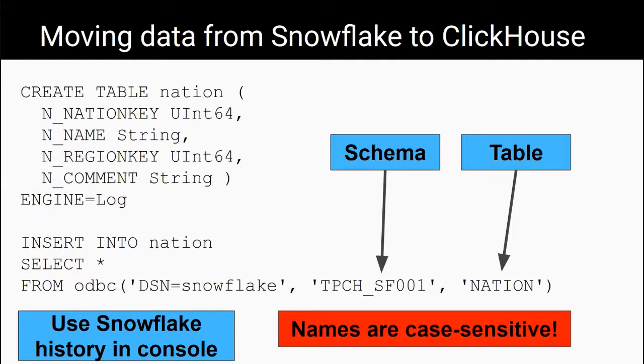So I make a table with 4 columns. And then I went ahead and inserted data into this table by selecting it from the ODBC function, reading off that data set, and looking for schema TPCH and SF001 and table nation, and it actually pulls the data in. So this works.